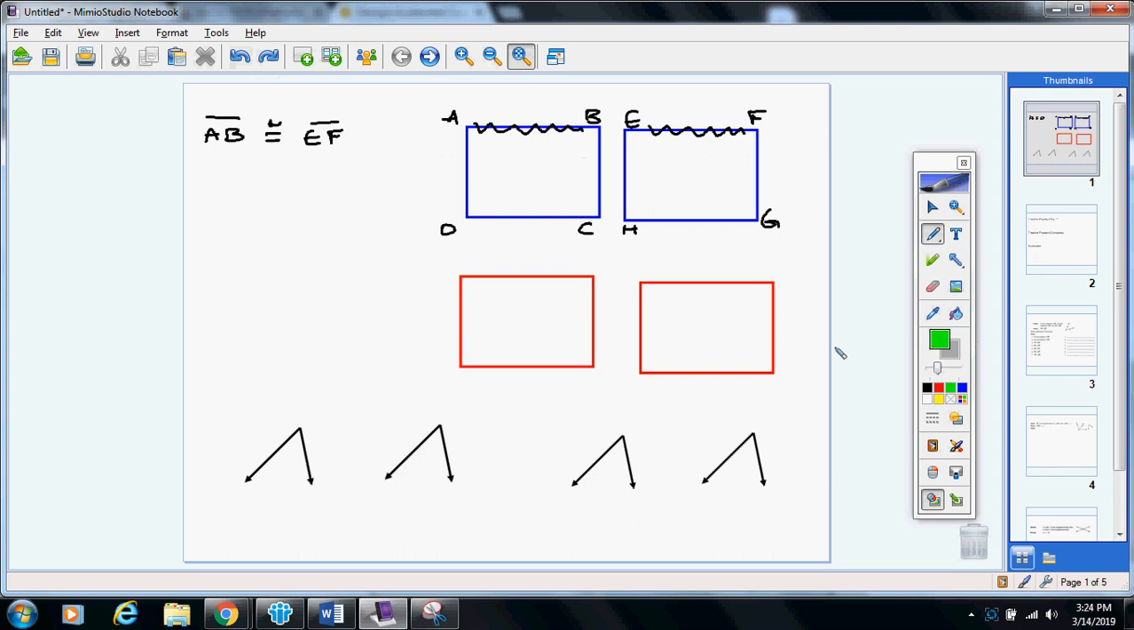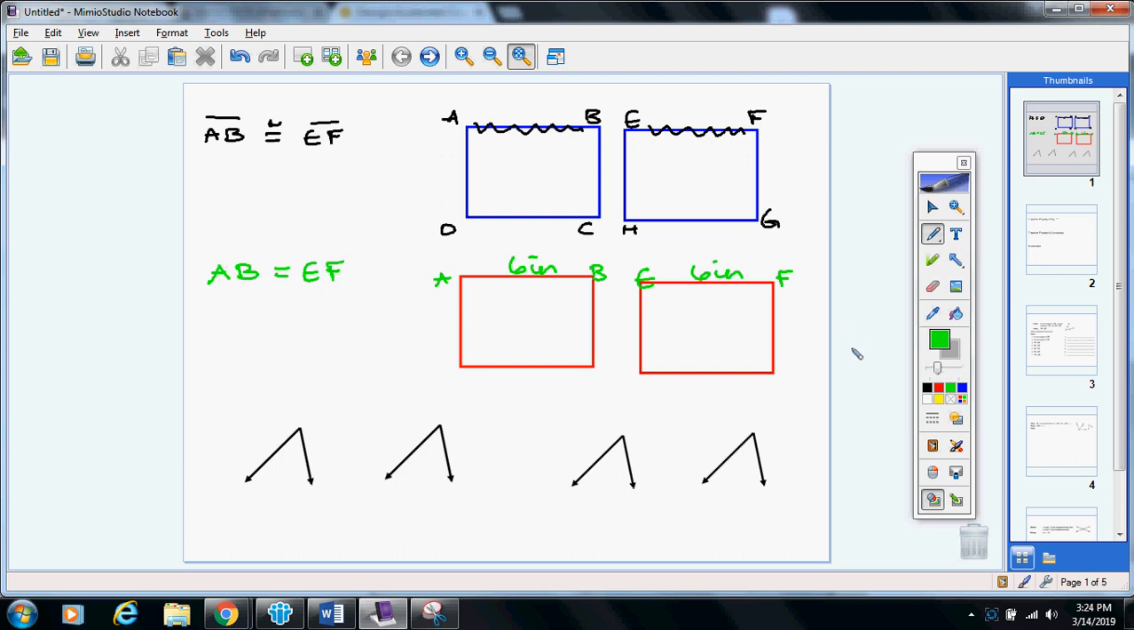Now, let's say that I have these two rectangles down here in red, and let's say this is AB, and we'll just say this is EF, but now I know that this is 6 inches and this is 6 inches. I can now say that AB is equal to EF.